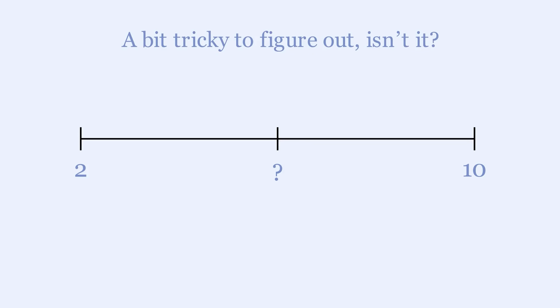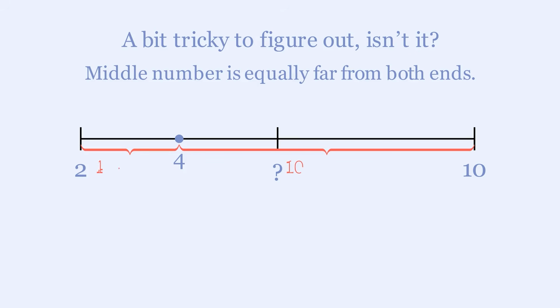A bit tricky to figure this one out, isn't it? Well, the first step is realizing that the middle number will be equidistant from the left and right numbers. For example, let's assume that the middle number is 4. Then 4 is 4 minus 2, which equals 2 away from 2, and 4 is 10 minus 4, which equals 6 away from 10. Since 4 is 2 away from 2 and 6 away from 10, 4 definitely can't be in the middle. So maybe you try another number, like 6. 6 minus 2 is 4, and 10 minus 6 is also 4. Well, both of the results are the same, so 6 is definitely in the middle of 2 and 10.